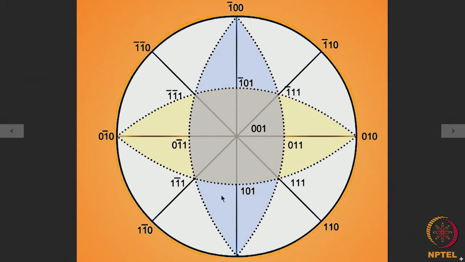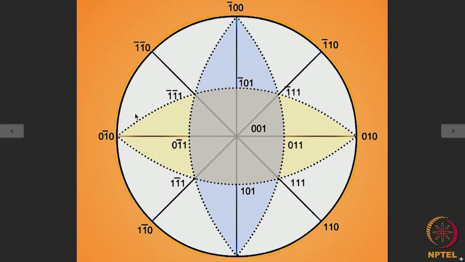1 bar 10, 101, 011, bar 101, 0 bar 1 1 etc. And in the same projection we have also plotted the poles of the 111 type of planes, like this is bar 1 bar 1 1, bar 1 1 1, 1 1 1, 1 bar 1 1. How to draw all these poles has been explained in detail in the chapter on stereographic projection.